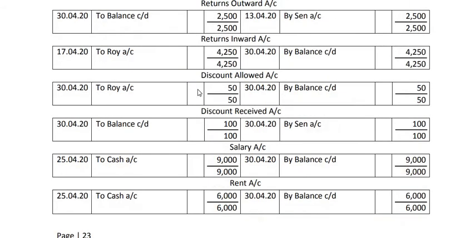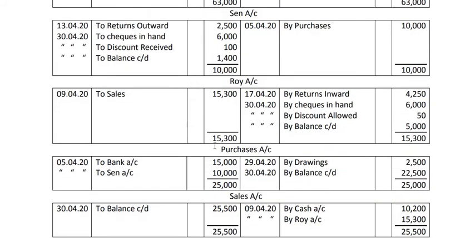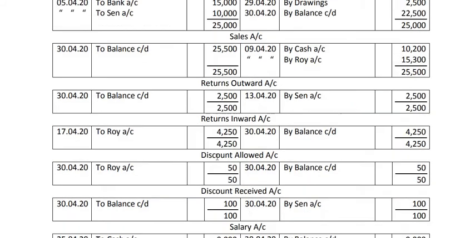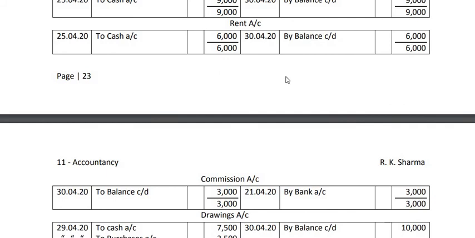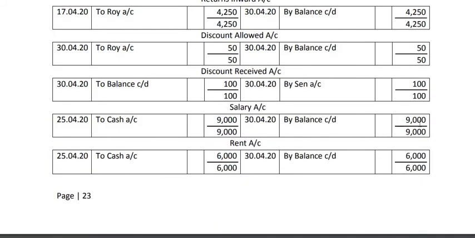Then in the sales account, this is the credit balance of the sales account. Then in return outward, this is a credit balance. In return inward, this is a debit balance. In discount allowed, this is a debit balance. In discount received, this is a credit balance. And in the salary account, this is a debit balance.